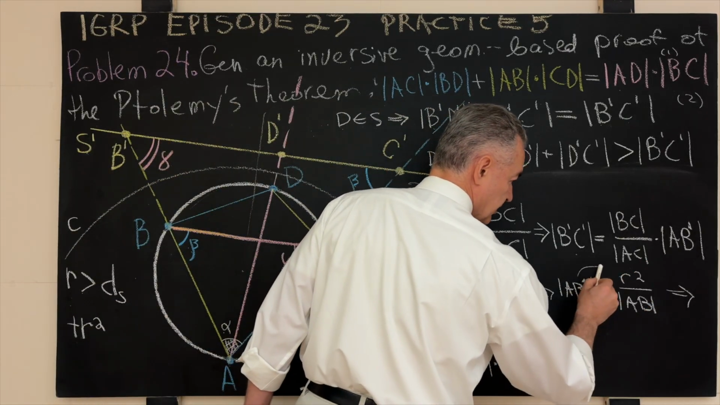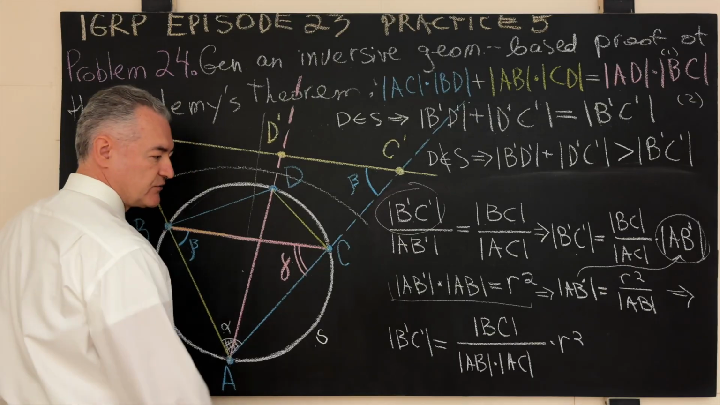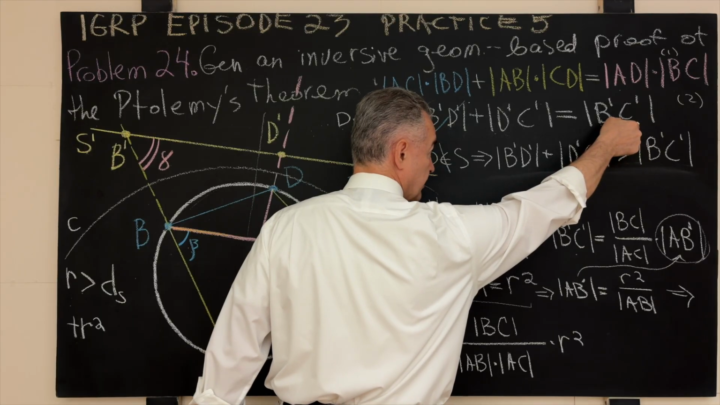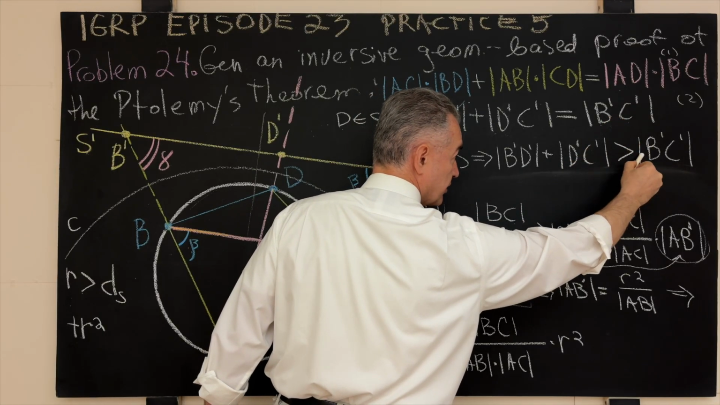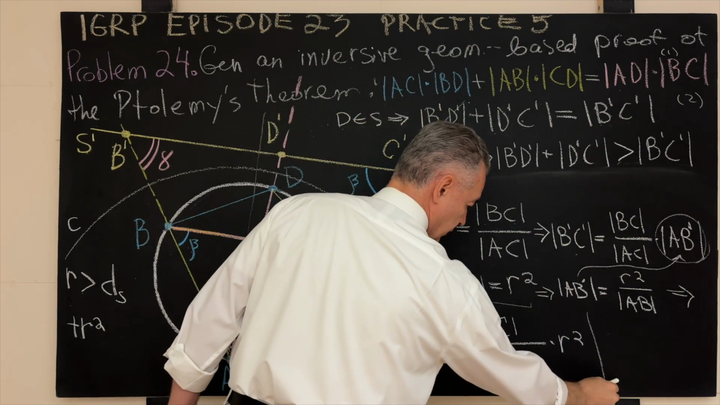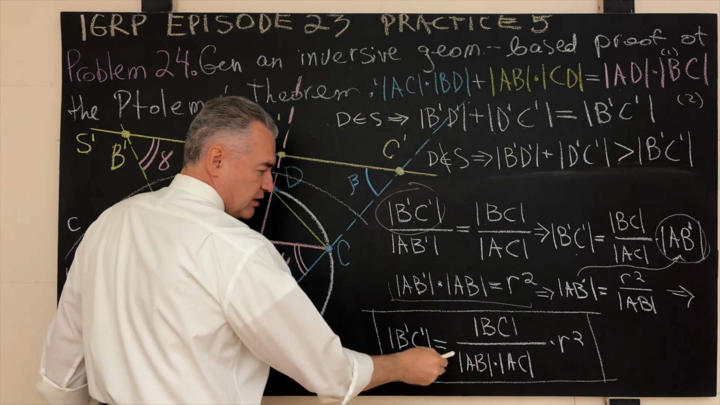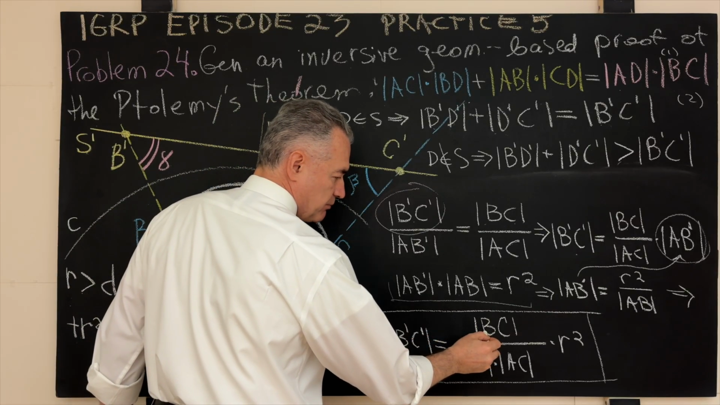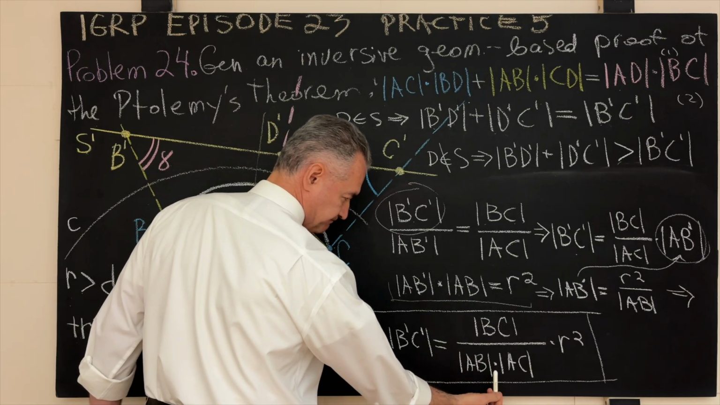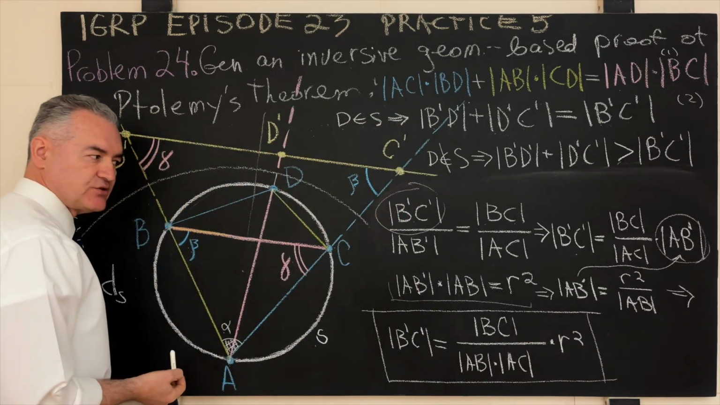We put this result over here for this distance, and voila, what do we have? We completely got rid of the primes in the material that's present on the right-hand side of the equal sign and the right-hand side of the less than or greater than sign in this relation. And we have the following fact. The distance B prime C prime is the ratio of the distance between the points B and C and the product of the distances AB, AC, scaled by the square of the radius of inversion.